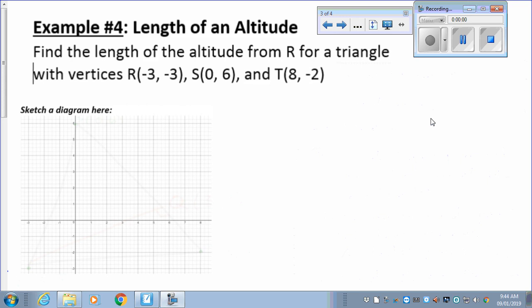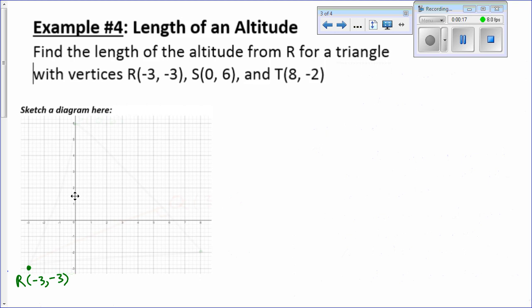We have to calculate the length of an altitude. The first thing we have to do is take a look at these three points. Find the length of the altitude R from the triangle with vertices. R is (-3, 3), S is (3, -3)... so that's down here. S is (0, 6), somewhere up here. And then we also have T (8, -2), which is somewhere down here.